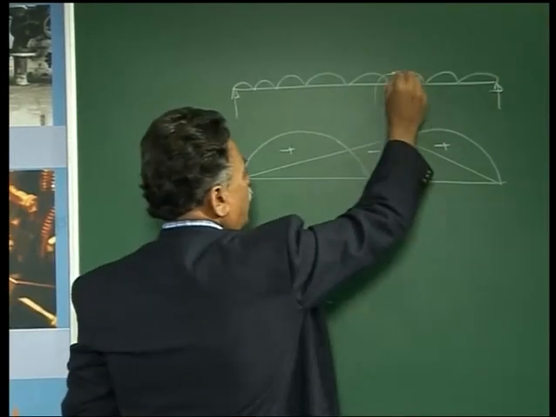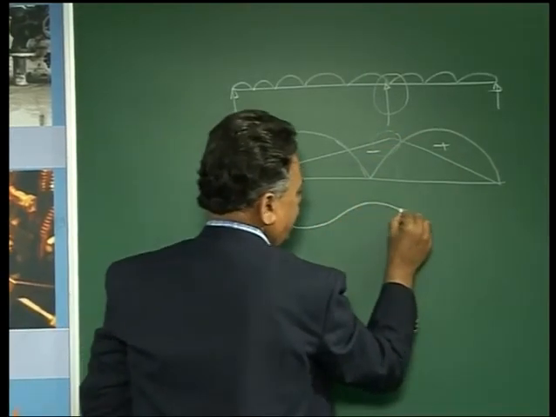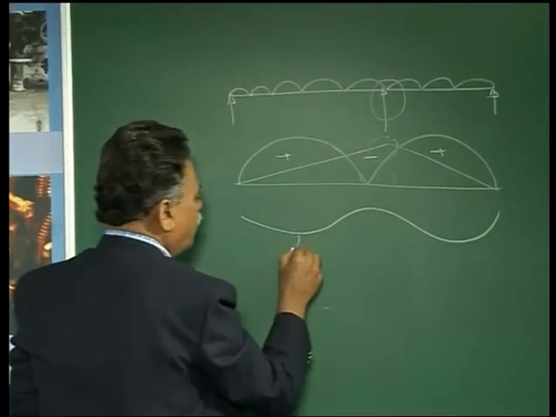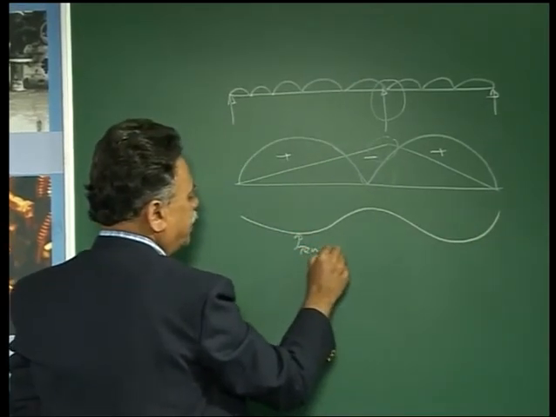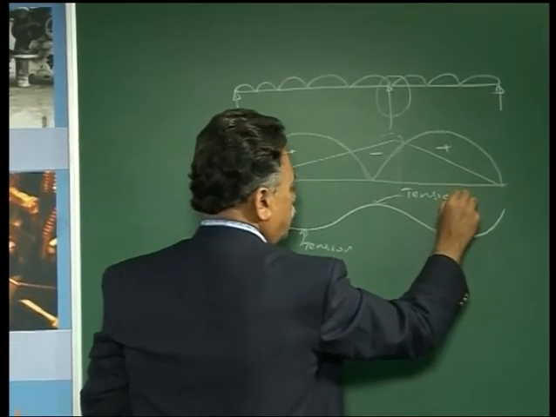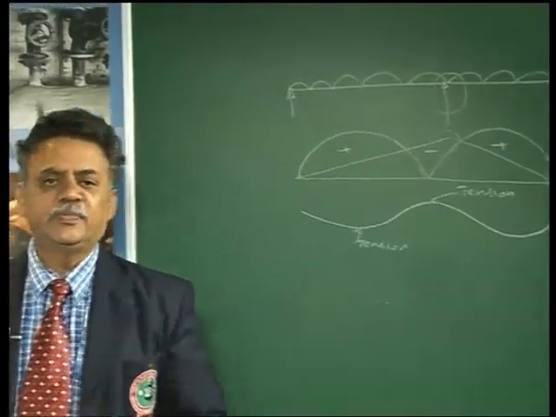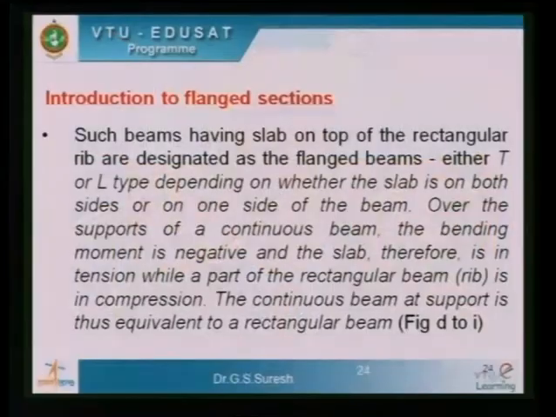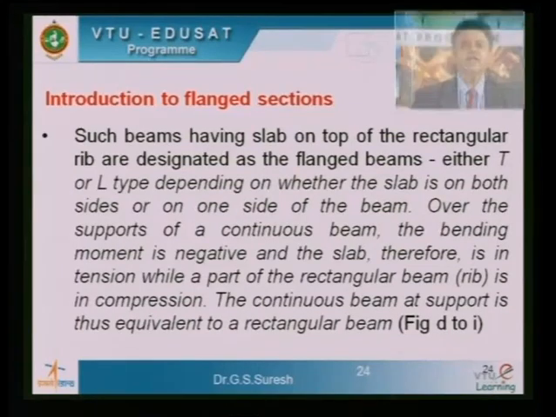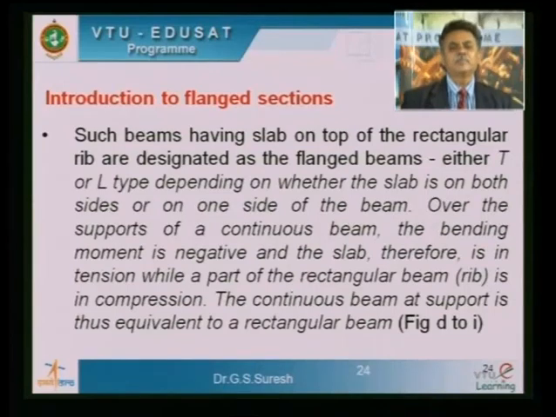So at the support I have got hogging bending moment. That means to say the beam bends like this. So here I have got the tension on the top. So the slab which you provide in the continuous beam will be in the tension zone at the support, hence it is not a flanged beam. For the contribution, the slab should be in the compression zone.